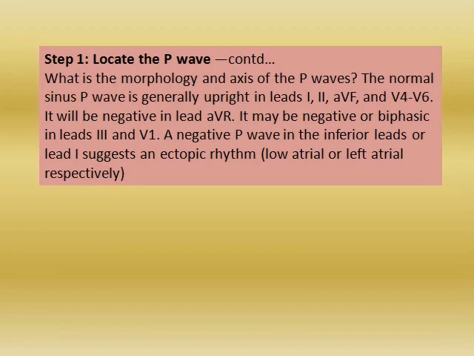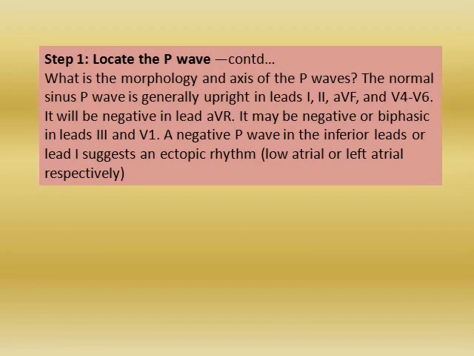What is the morphology and axis of the P wave? The normal sinus P wave is generally upright in leads 1 to aVF and V4 to V6. I will repeat, normal sinus P wave is generally upright in leads 1 to aVF and V4, V5 and V6. The P wave is negative in lead aVR.